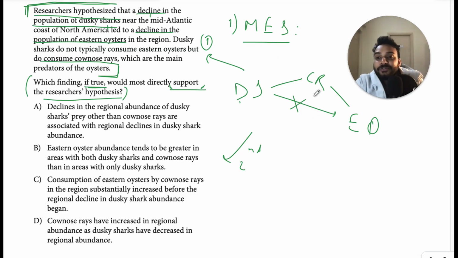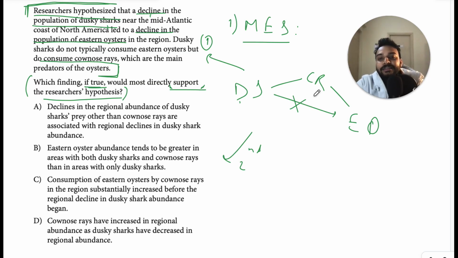Based on this, which finding, if true, would most directly support the researchers' hypothesis? So they have hypothesized that the decline in population of dusky sharks has led to a decline in the population of eastern oysters. That is their hypothesis. Which of the following, if true, would most directly support it?